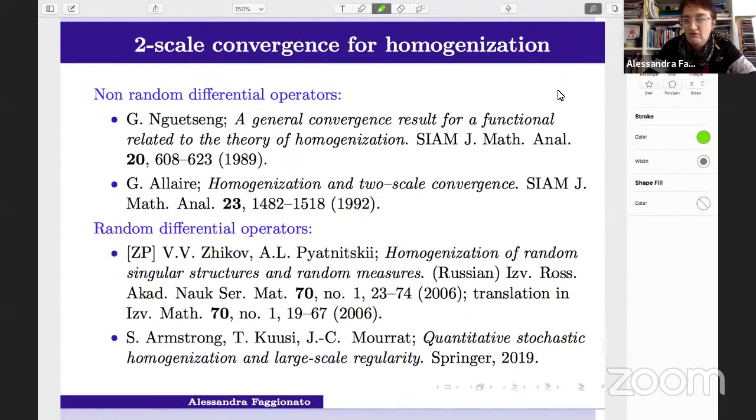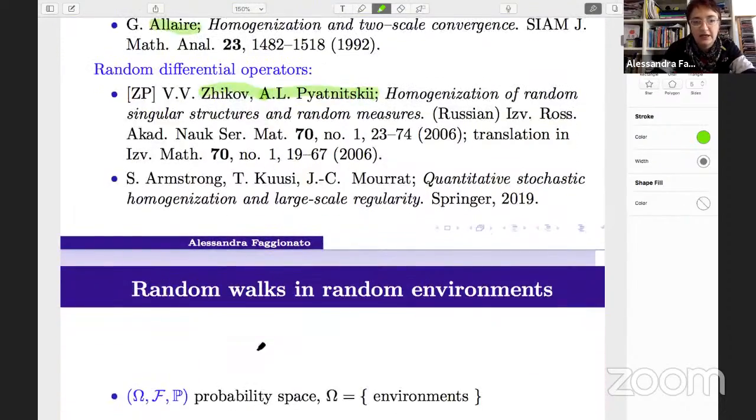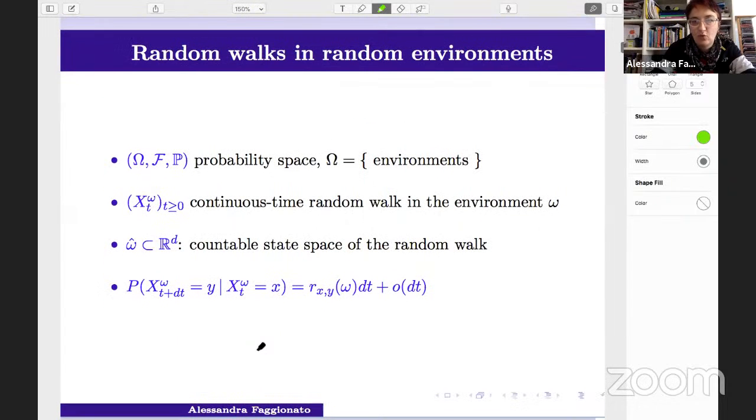I start by saying that two-scale convergence has been developed for homogenization of non-random differential operators by Nguetseng, and then further developed by Allaire. The theory has been further developed for random differential operators, in particular by Zhikov. I also point out this paper of Zhikov and Piatnitski, which has been very inspiring for my results. And there is some material in the book of Armstrong and co-authors on quantitative stochastic homogenization. I will deal with random walks in random environment.